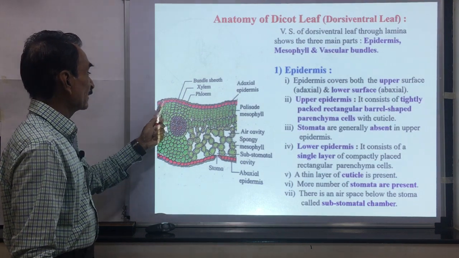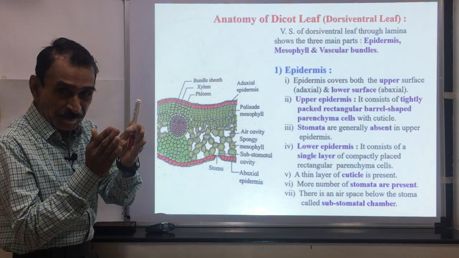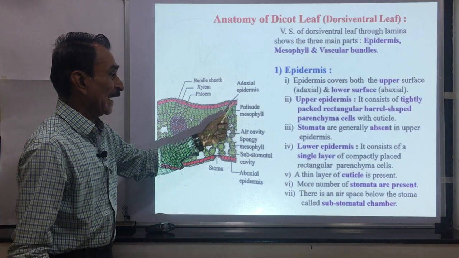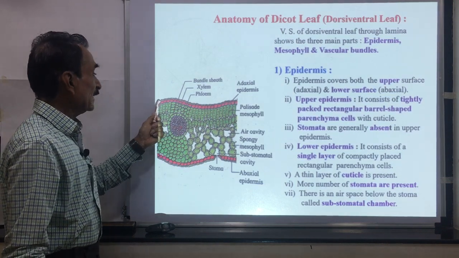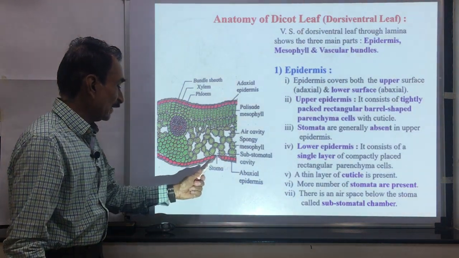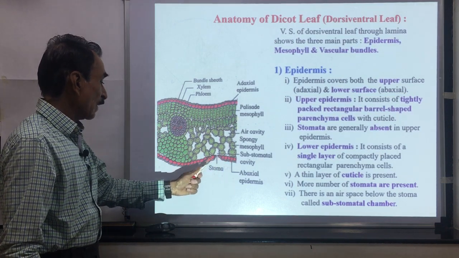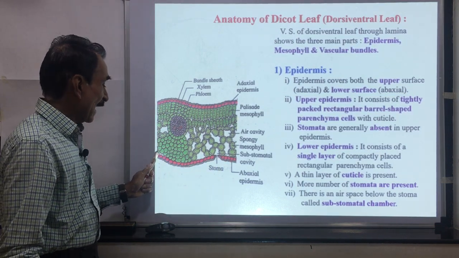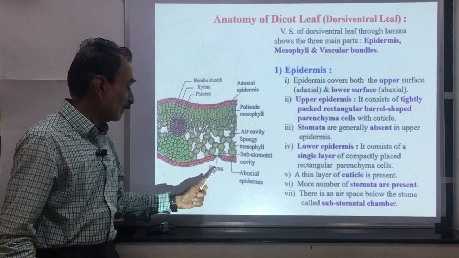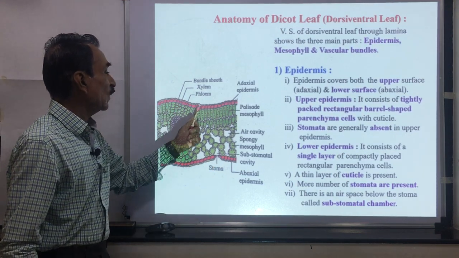This is the upper epidermis. It consists of barrel shaped tightly packed cells without intercellular spaces, and these cells are parenchymatous. Generally, stomata are absent on the upper epidermis, but stomata are present on the lower epidermis. The lower epidermis also consists of compactly placed cells, and it is broken by the presence of stomata. A thin layer of cuticle is present over the epidermis.